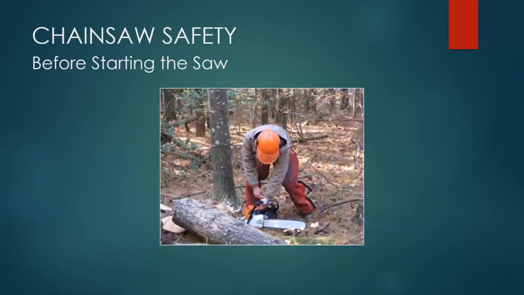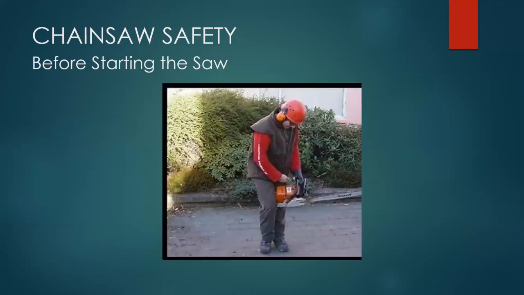Ensure that the chainsaw is started at least 10 feet from fueling area with chain brake engaged and with chainsaw on the ground or otherwise firmly supported. Drop starting a chainsaw is prohibited.